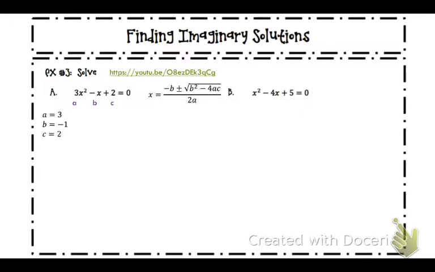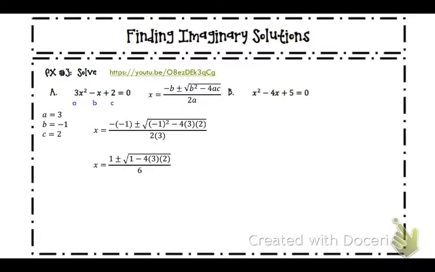So in this case, a equals 3, b equals negative 1, c equals 2. Then you just plug those into the formula. So that's x equals negative 1 plus or minus the square root, negative 1 squared minus 4 times 3 times 2, all over 2 times 3. And notice every time I put those variables in, so like for b, I always put them in parentheses. You should do that also, okay?